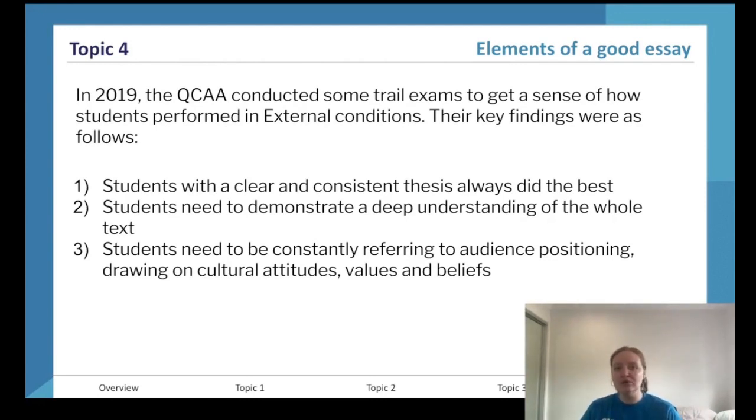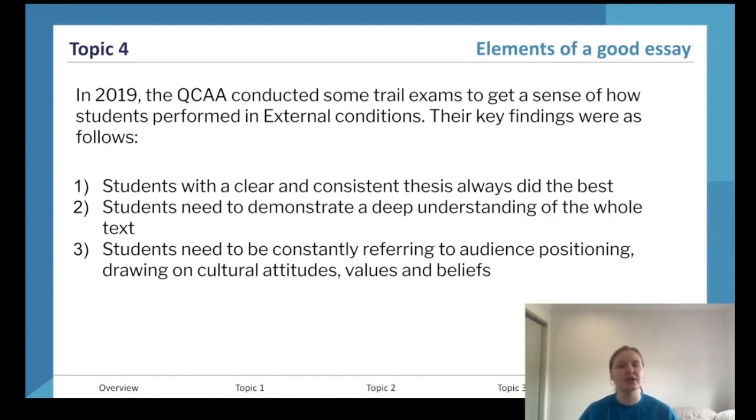You can write all the beautiful analysis in the world, you can have excellent audience positioning, but if you're not constantly referring back to your thesis, if you're not linking your evidence and analysis back to your thesis, then you're not going to do well. So thesis is vital. Number two, students need to demonstrate a deep understanding of the whole text.